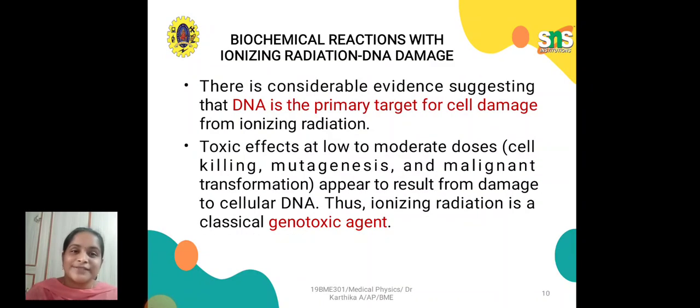Okay, the next one: there is considerable evidence suggesting that DNA is the primary target for cell damage from ionizing radiation. Toxic effects at low to moderate doses appear as a result of damage to cellular DNA. Thus, ionizing radiation is a classical genotoxic agent.